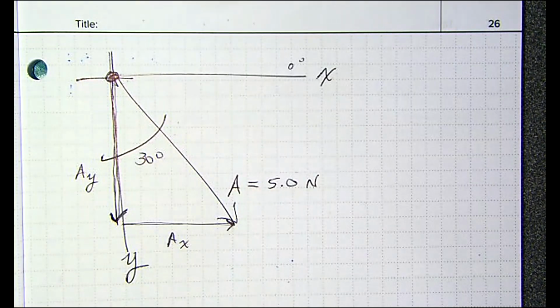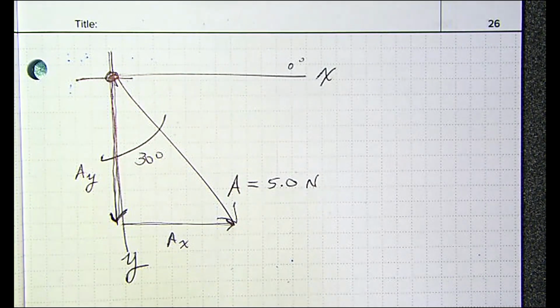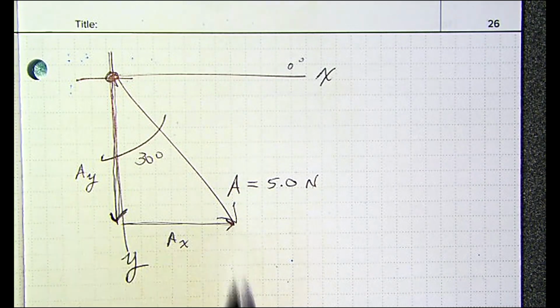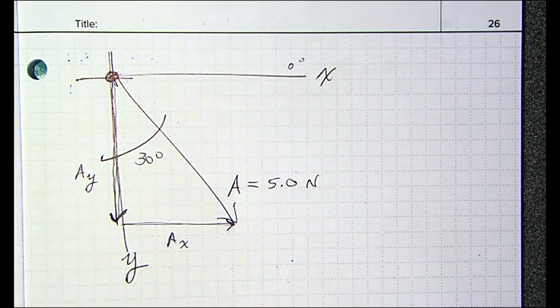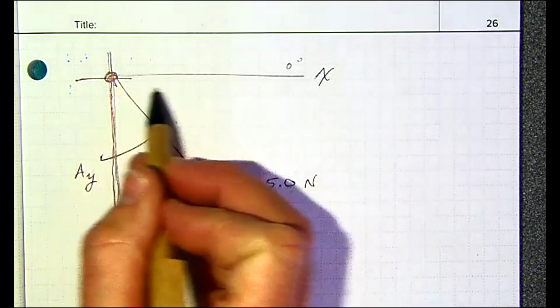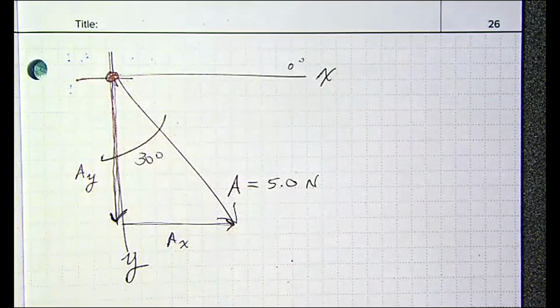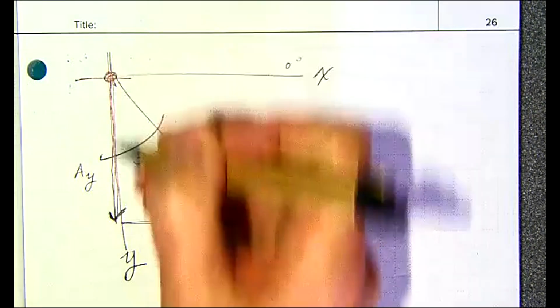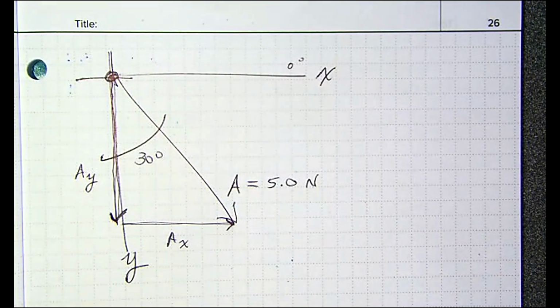Already I can tell you, and you probably would agree from your math or trig lessons that you still remember, that this a component in the x direction is going to be positive. Does that make sense? This is going to be a positive value because we're moving to the right, and on an xy coordinate plane to the right is positive. And I already know that this a sub y is going to be negative in the y direction.